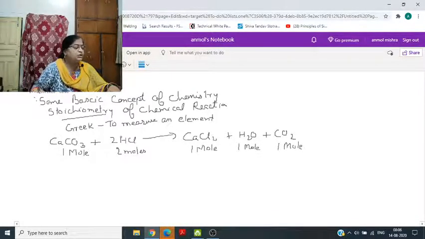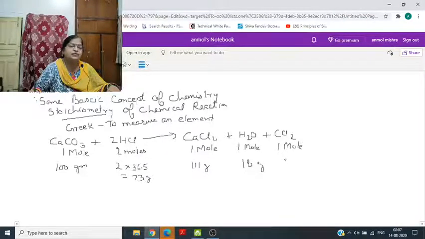Now, if we talk in terms of molecular mass, if you calculate the molecular mass individually, the molecular mass of calcium carbonate is 100 grams. Hydrochloric acid is 2 into 36.5, so that will be equal to 73 grams. Calcium chloride you calculate, you will get the same value. Water is 18 grams. And carbon dioxide, if we find out the weight, it is 44 grams.